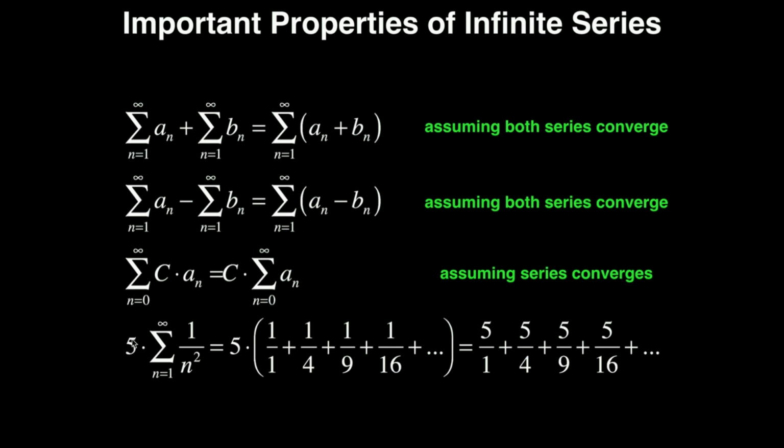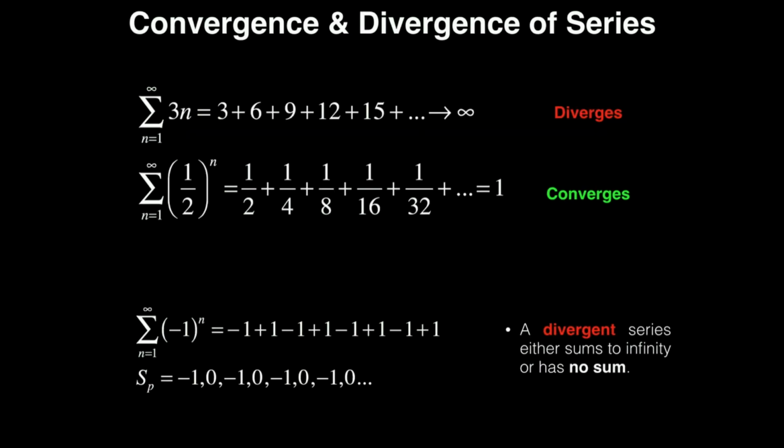But if I pull this 5 back in here and distribute it to each term, I end up with 5 plus 5 over 4 plus 5 over 9 plus 5 over 16 and so on and so forth. Okay? Now, it turns out there's other rules for multiplying and dividing series. They're more complicated, and we really won't see any of those when we're dealing with series in the context of calculus. These are really the most important series properties that you can understand for the purpose of this course, and to understand what the meaning of converging and diverging is with respect to infinite series.